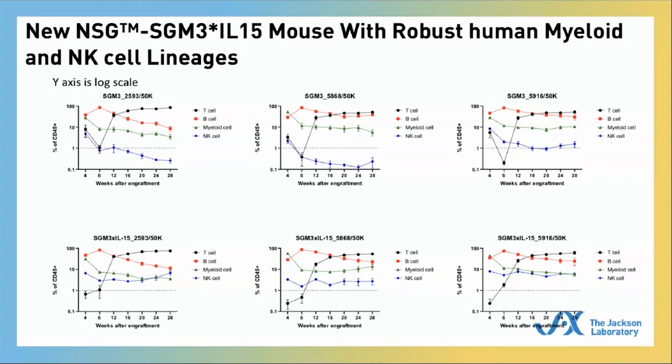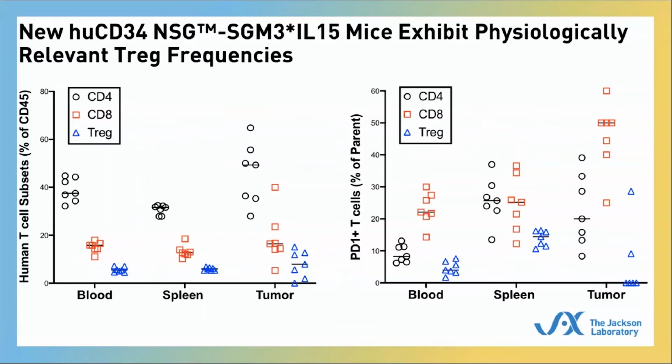So we think it's really a robust system for completing a full reconstitution when you humanize with hematopoietic stem cells. Something also very important in this mouse strain is that the levels of Tregs are really physiologically relevant, which is something that we did not see in the SGM3 mice. I didn't show that data, but they have a really high frequency of Tregs, which is not the case with the NSG SGM3 IL-15 cross. So the levels of Tregs tend to be physiologically relevant.